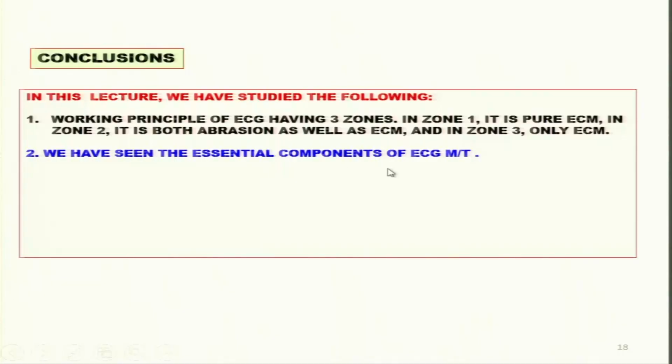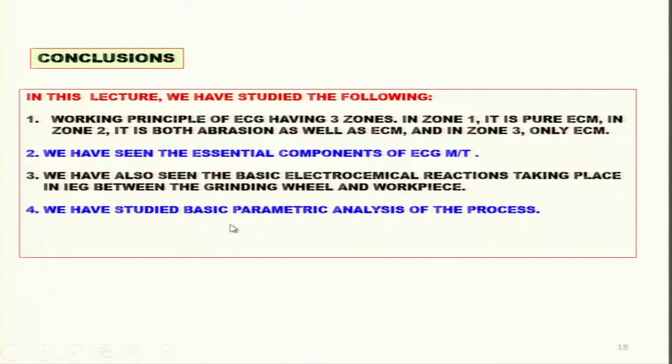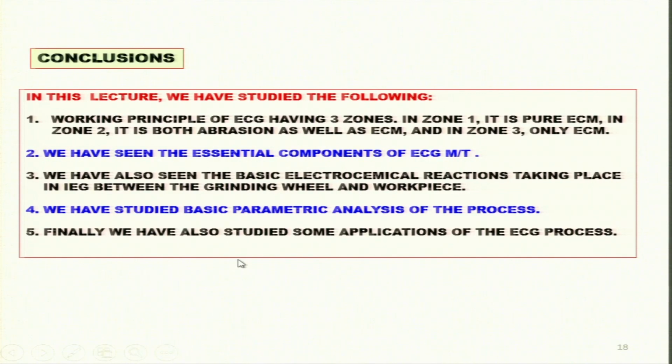We have seen the essential components of the electrochemical grinding machine tool. We have also seen the basic electrochemical reactions taking place in the inter-electrode gap between the grinding wheel and workpiece, and I have already told you that ferrous hydroxide and ferric hydroxide are being formed and there is no consumption of the electrolyte, hence the electrolyte is recirculated. We have studied basic parameter analysis of the process, and finally we have also studied some applications of the ECG processes. Thank you very much.